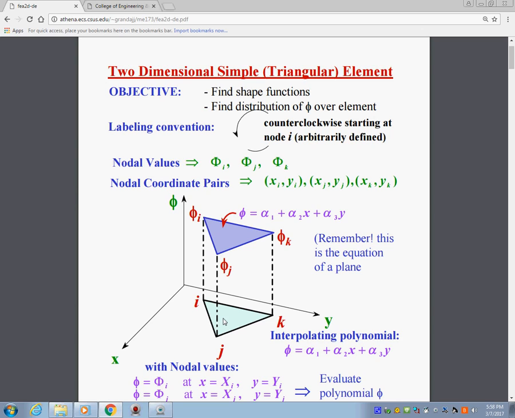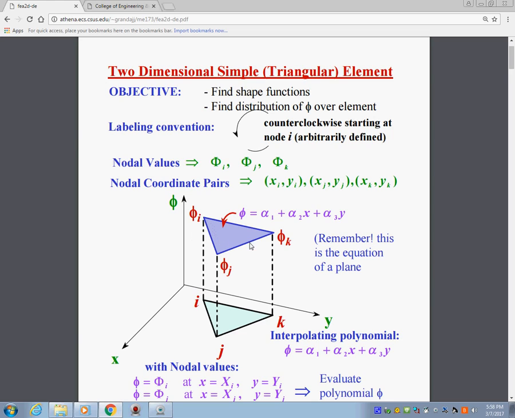The question here, and the objective, is to find the shape functions when you have a two-dimensional finite element, and also find the distribution of the solution phi over the element. This is the question. So let's try to explain a little better what we see in the picture. The green triangle here is the finite element, a two-dimensional triangular element.